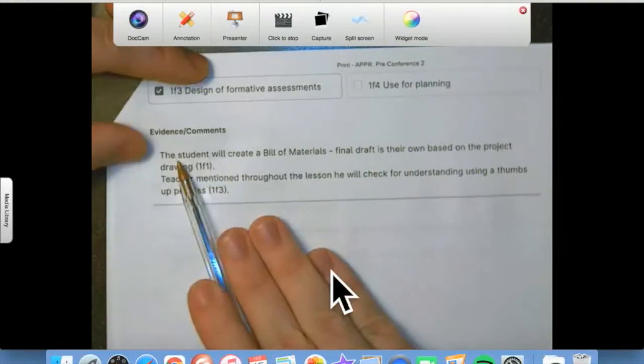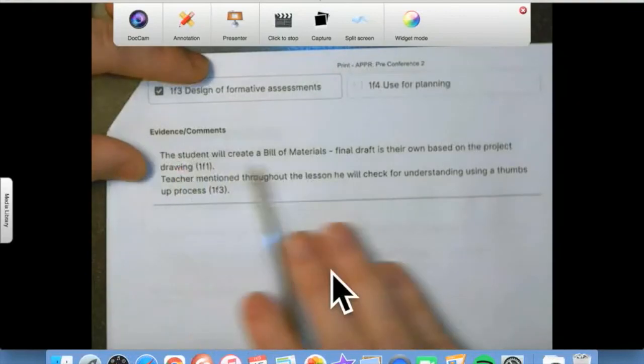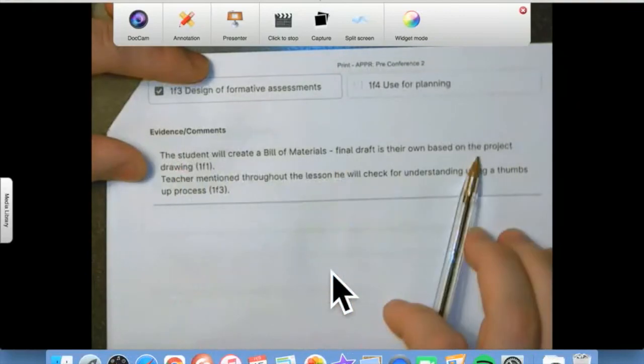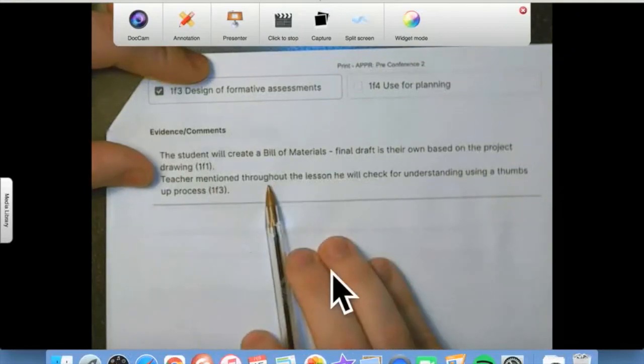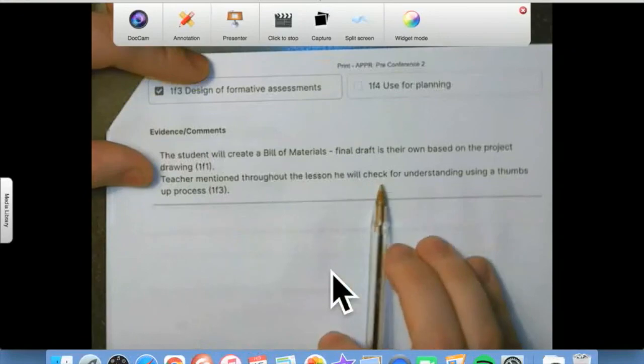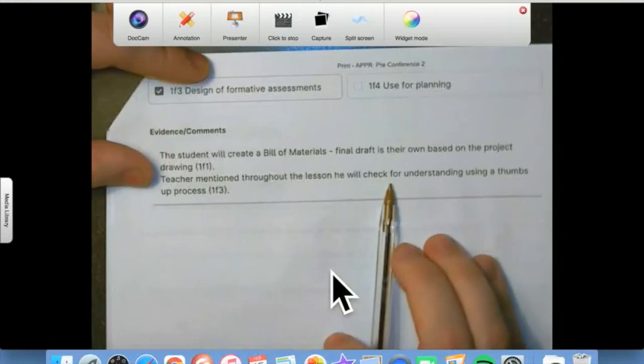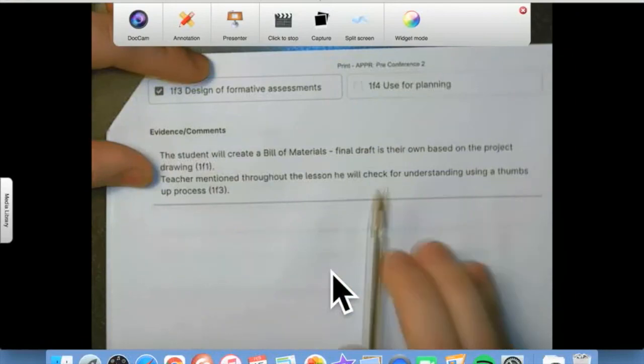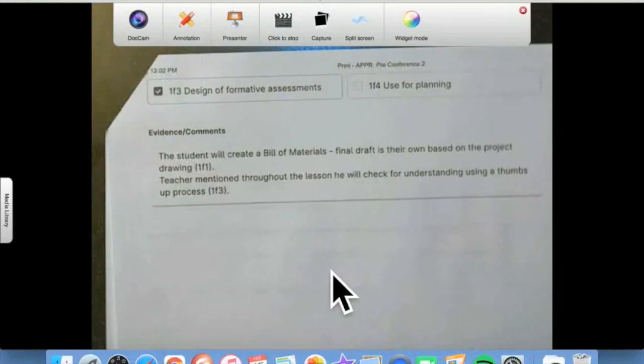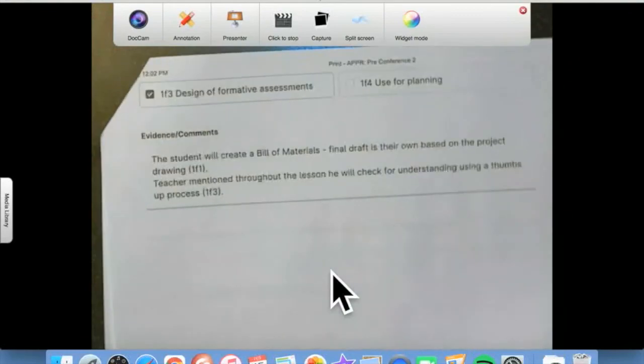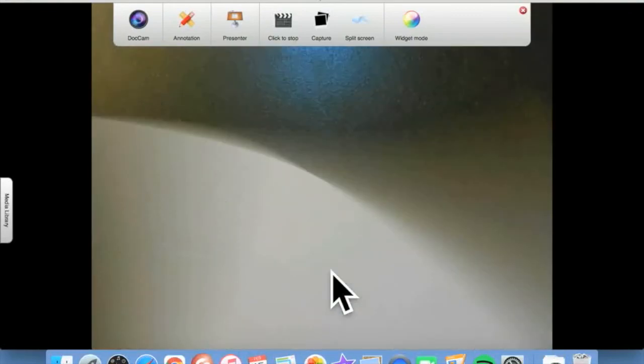Okay, so the evidence for that, okay, the final draft is their own, based on their own project drawing that they made. So they're using their own measurements that are from their own designs. So no two are alike, right? I mentioned throughout the lesson that I will check for understanding using thumbs up processes. Okay, so it's setting expectations, so that was there as well. And that's all it really runs down to. Nothing too crazy here.